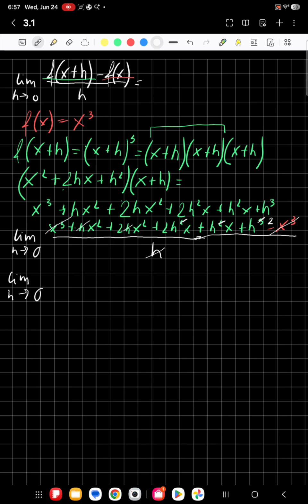So what do we have left? We have this part, and we could even combine these. So I'm getting 3x squared, okay, then I have this term, right? Then I'm going to write this term, and then at the end I'm going to write that one. Okay, so 3x squared plus 2hx plus hx plus h squared.